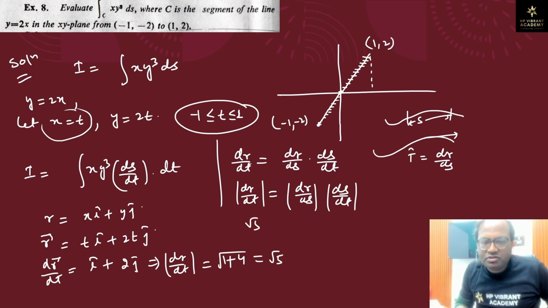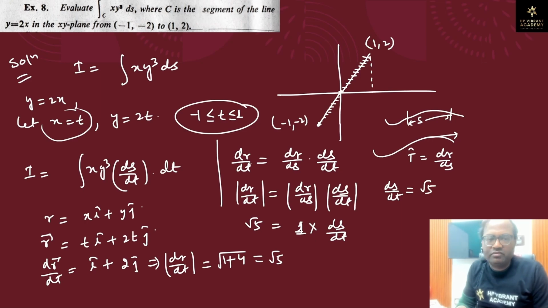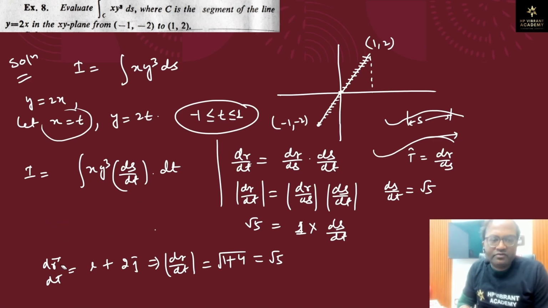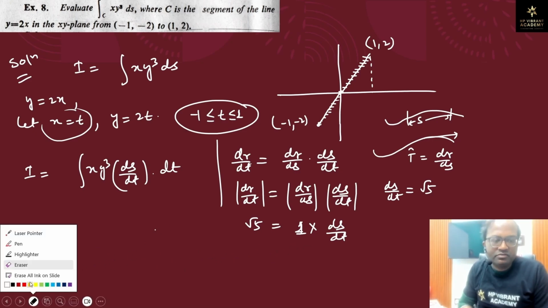So root 5 is equal to the modulus of dr upon ds, which is 1, into ds upon dt, and ds upon dt is always a scalar quantity, so no need to place the modulus here. So ds upon dt is root 5. Let us place the value of everything and place the limit of t from minus 1 to 1.